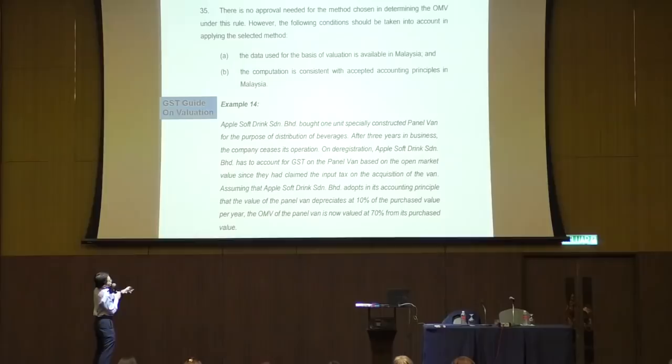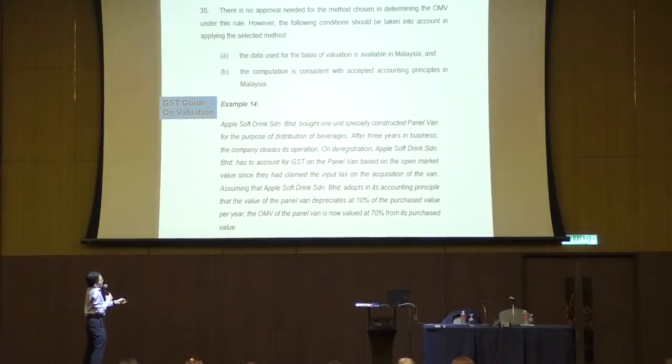Apple Soft Drinks Berhad bought 1 unit of specially constructed panel van for the purpose of distribution of beverages. So the asset in this case is a van. When you buy this van, would you have claimed input tax? Yes. Van is a commercial vehicle, not a passenger vehicle, which would be blocked. So no need to deem supply applies only to passenger vehicles; the van you would have claimed.